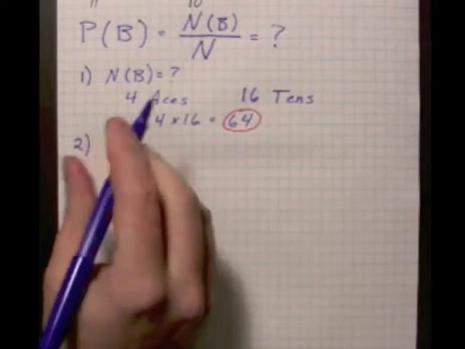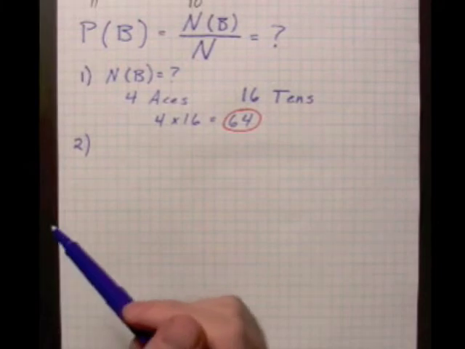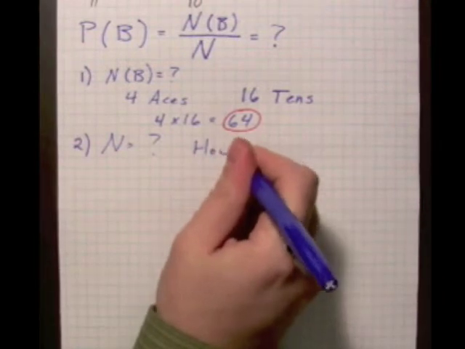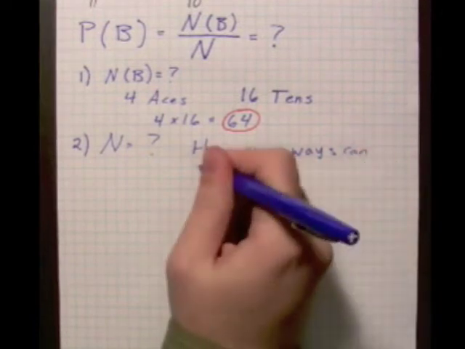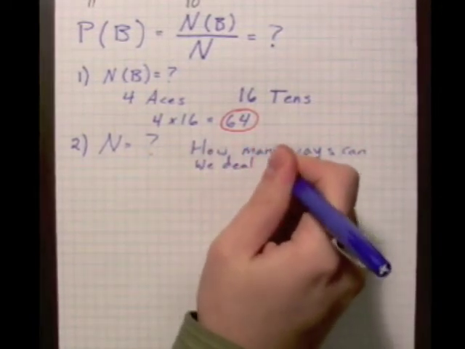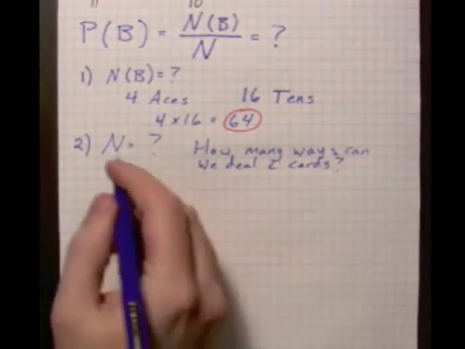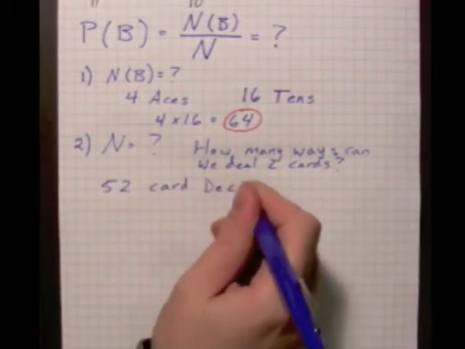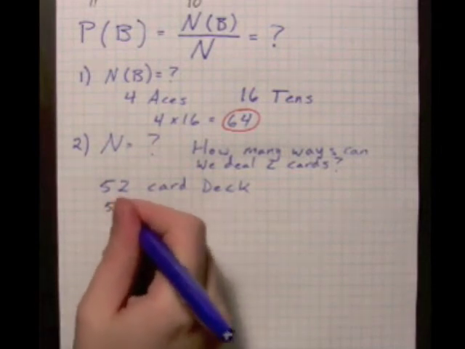So we've got the numerator of our classical probability term taken care of. What about the denominator? How many ways are there to deal 2 cards? Okay, so we start off with a 52 card deck. And naturally, if we're dealing off 2 cards, the first card we deal, there are 52 possibilities for it.